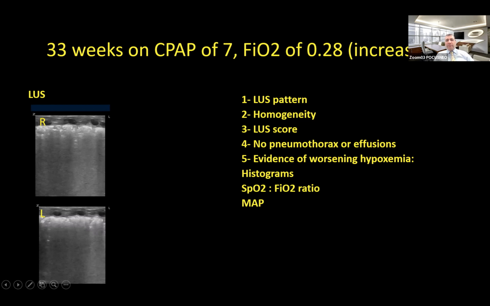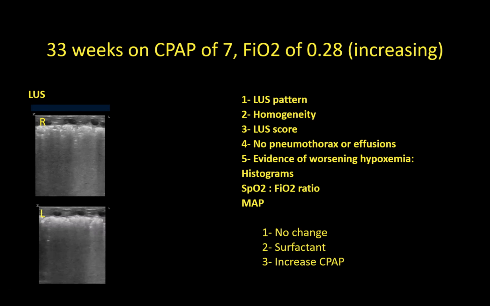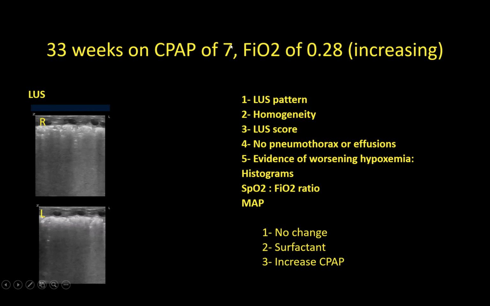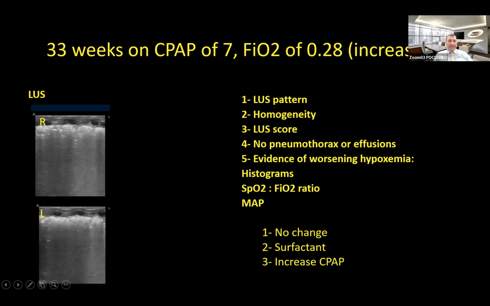At the end, what could be your intervention for this infant? No change, give surfactant, or increase CPAP? What do you usually do in your unit in this scenario? Yes, sir. What is the age of the infant? A 33 weeker, just 3 hours old on CPAP of 7. Okay, then that would be surfactant, I guess. Okay, very good. Any other suggestion? Increase CPAP? Sorry, I didn't hear that, but I would change it to BiPAP if available.